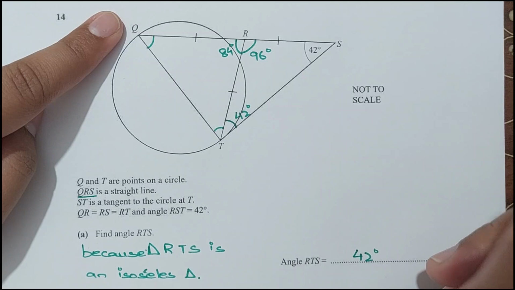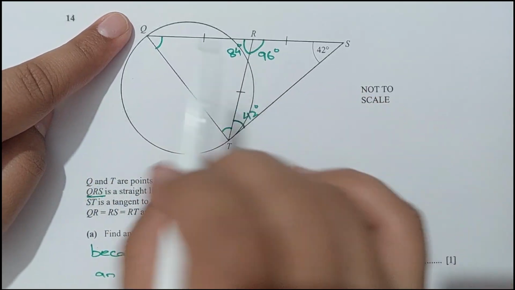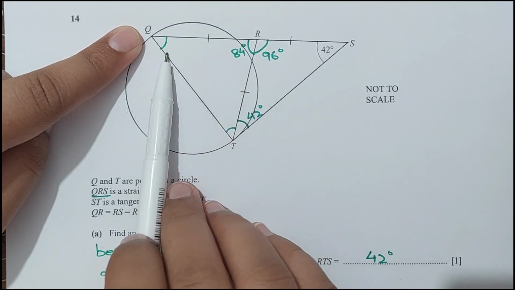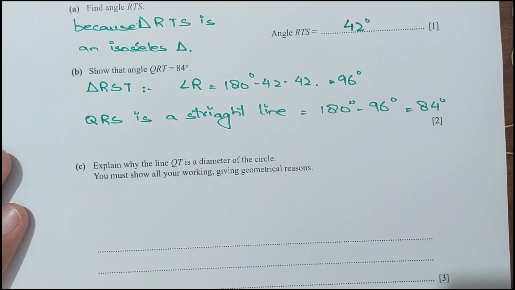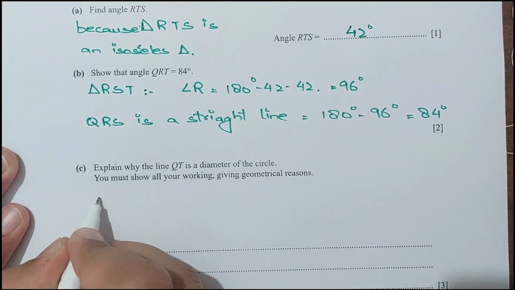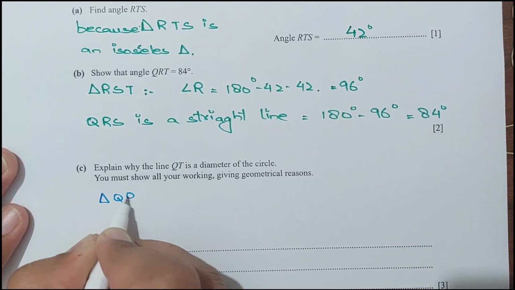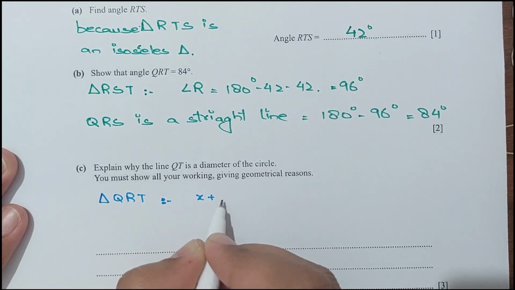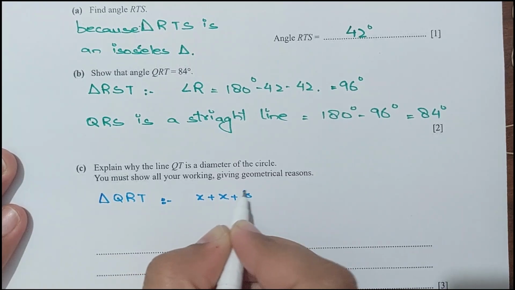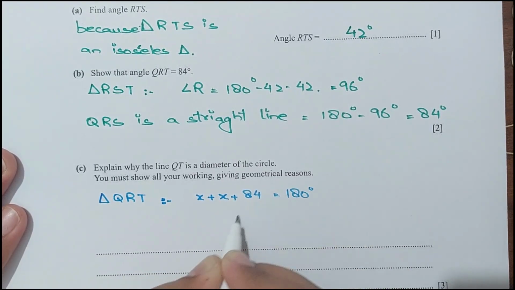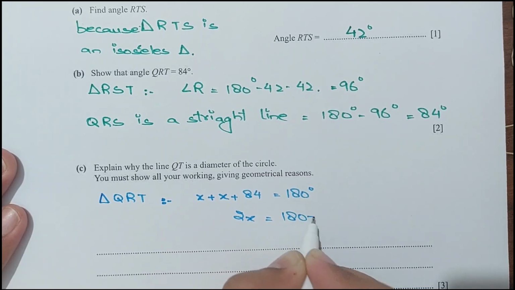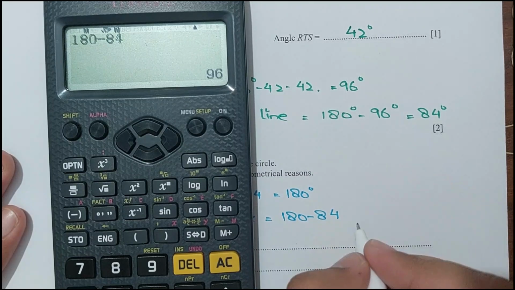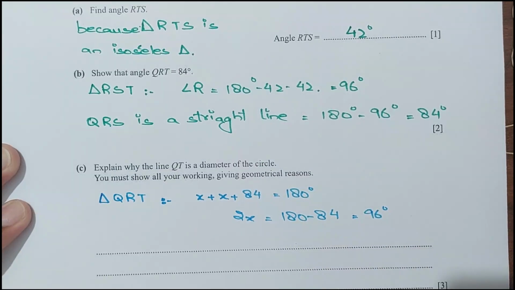All right, so let's figure out the angles in this triangle. QRT is also an isosceles triangle. This angle is 84. Let me figure out these two angles. Let's say these two angles are x and x. In triangle QRT, the sum of all angles is 180 degrees. So 2x equals 180 minus 84. 180 take away 84 is 96 degrees.